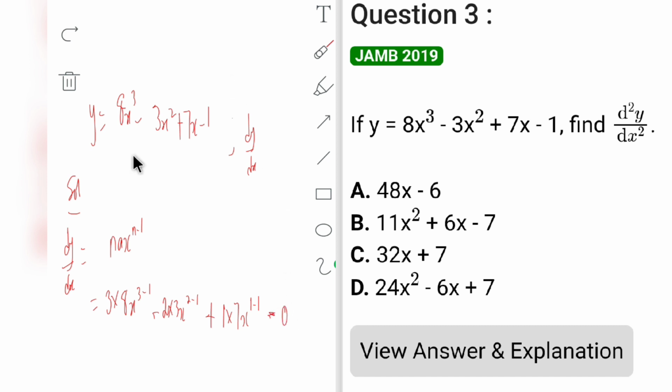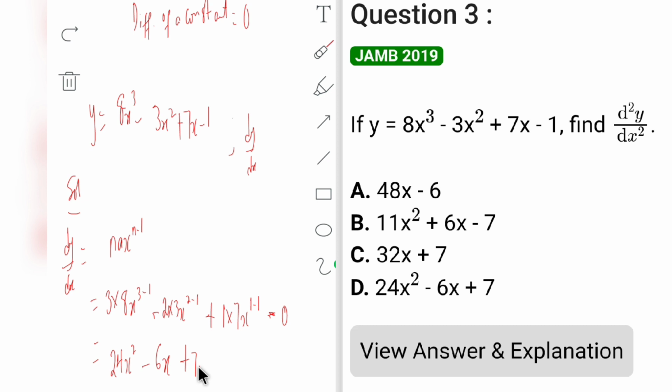So take note of that. When you differentiate a constant, differentiation of a constant is 0. Please don't forget that. So with that aspect taken care of, we come back here and get our answer as 24x raised to power 2 minus 6x raised to power 1 plus 7.